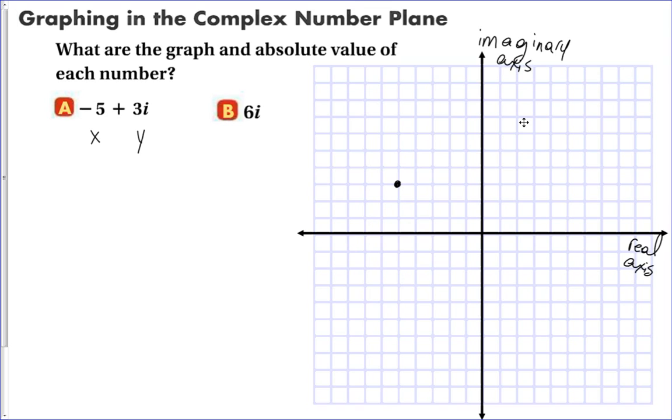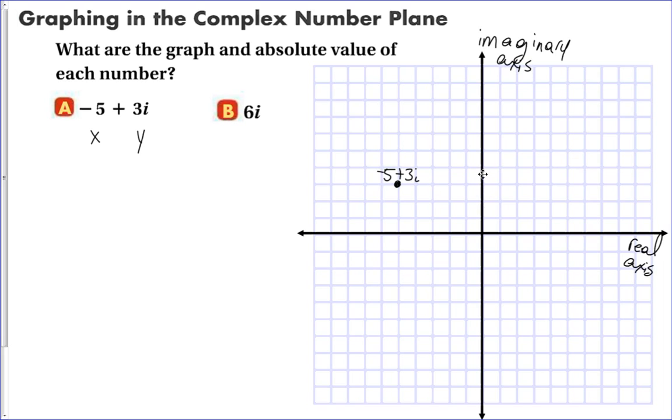All right, so we went over 5, because that's minus, so we went back 5. And then we went up 3, because we have to go up 3 units on our imaginary axis. So this is the point, negative 5 plus 3i. Now, let's graph B. And then we're going to find the absolute value of these two numbers. Now here, we don't have a real part, which means we're just going to go up 6.